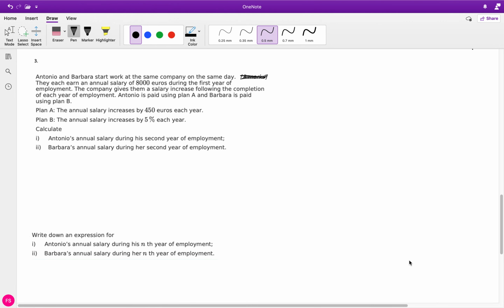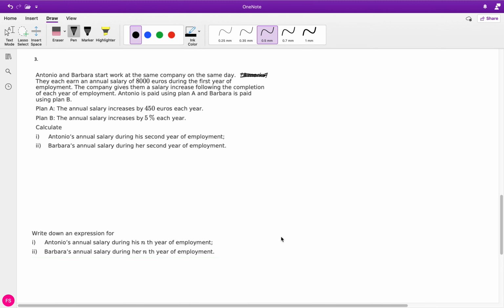Okay, the last question for the day. Now, this is a mix of arithmetic and geometric sequence. This is also a very common type of question. You will see this a lot where they connect arithmetic and geometric series. So I wanted to show you one example with that as well.